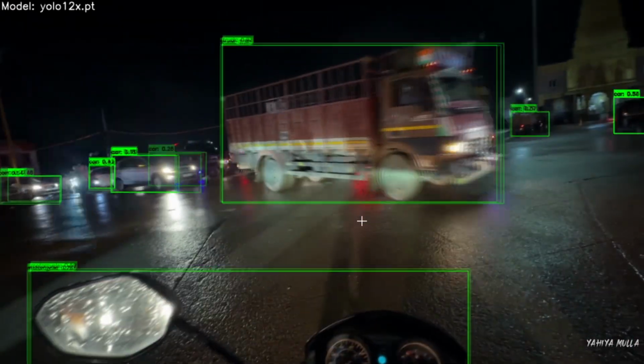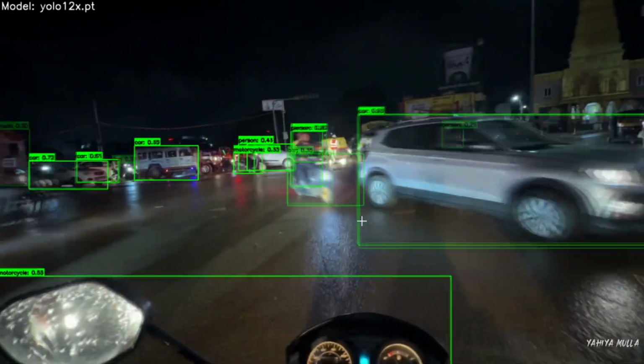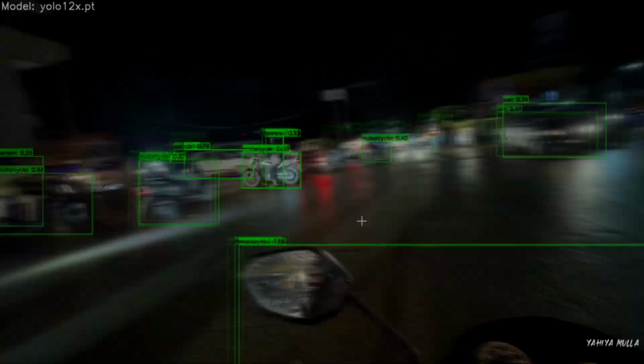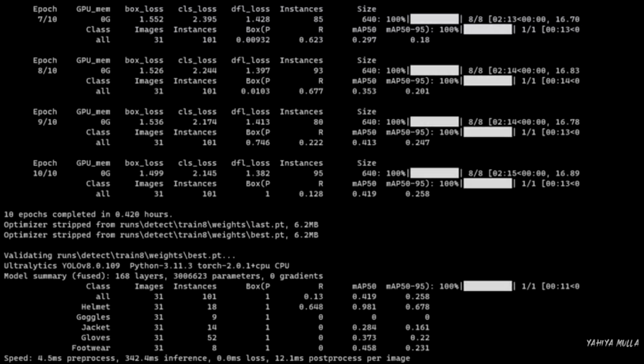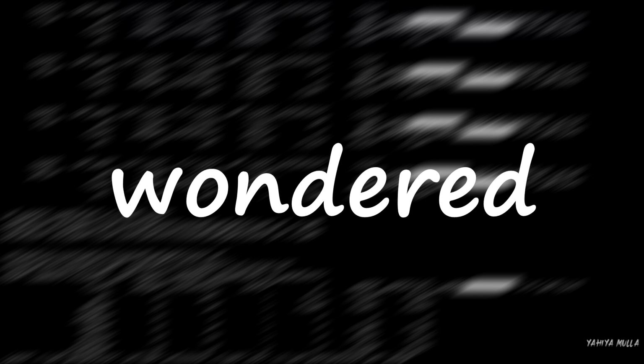You may have trained an object detection model, maybe something like YOLO, and at the end of the training, it shows metrics like precision and recall. But have you ever wondered what do these metrics really mean and why are they important? Let us break it down in the simplest way possible.